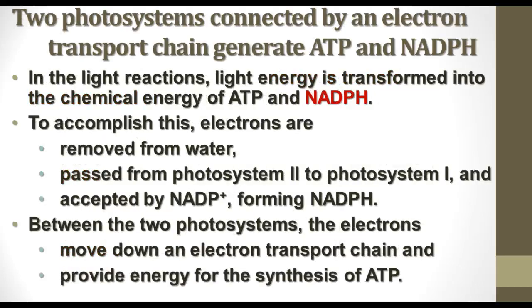In the light-dependent reactions, the light is going to be transformed into chemical energy in the form of ATP and NADPH. So what we're going to do first is remove electrons from water. Those electrons are going to be passed from photosystem II to photosystem I. They're going to be accepted by NADP plus to make NADPH, and then the electrons are going to move down an electron transport chain to provide energy to make ATP. So we have two different molecules that we're going to be making here in the light-dependent reactions.